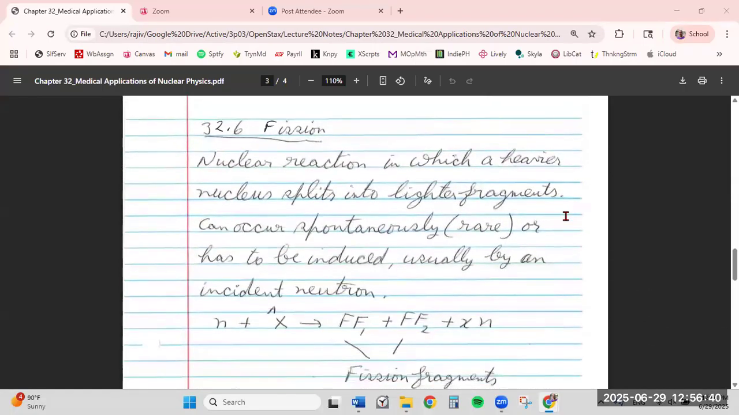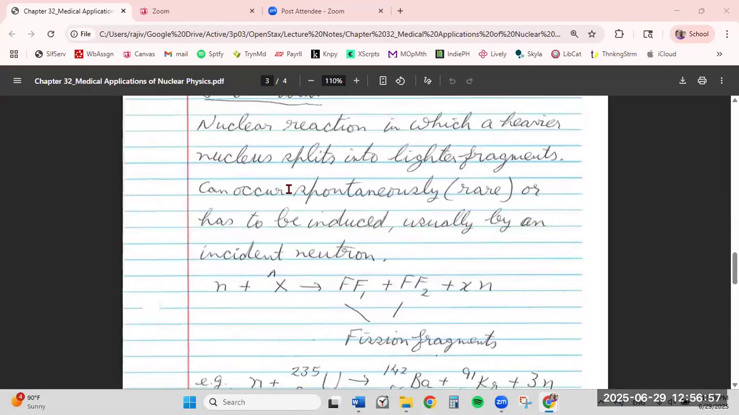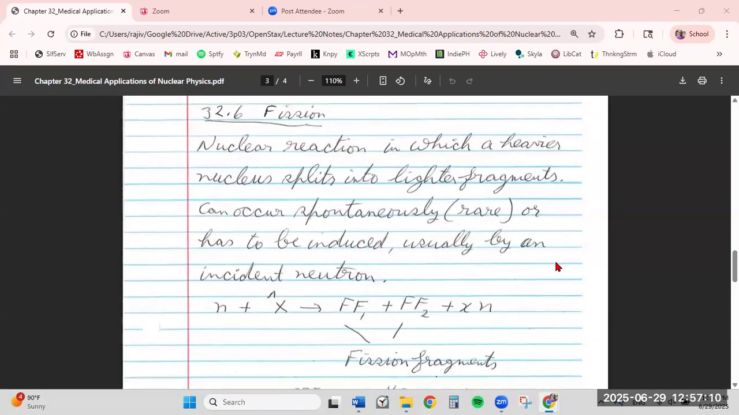Okay. Moving on to section 6, which is about fission. It's a process which is just the opposite of fusion. And these are nuclear reactions in which a heavier nucleus splits into lighter fragments. This can occur spontaneously, which is rare, or it has to be induced, usually by an incident neutron. So you send in a neutron, and that triggers this fission reaction.